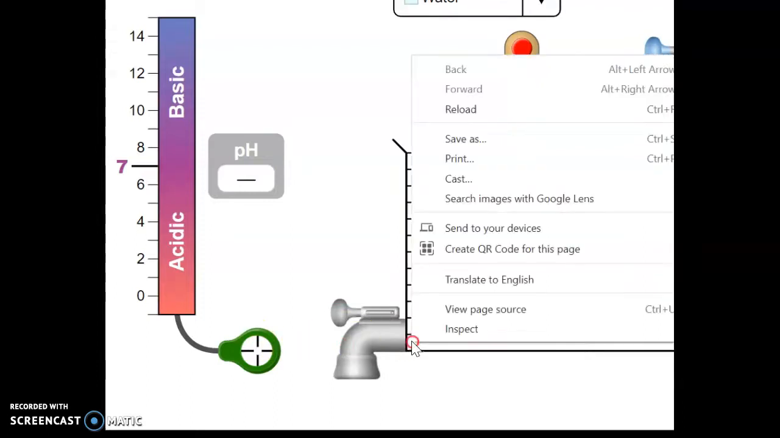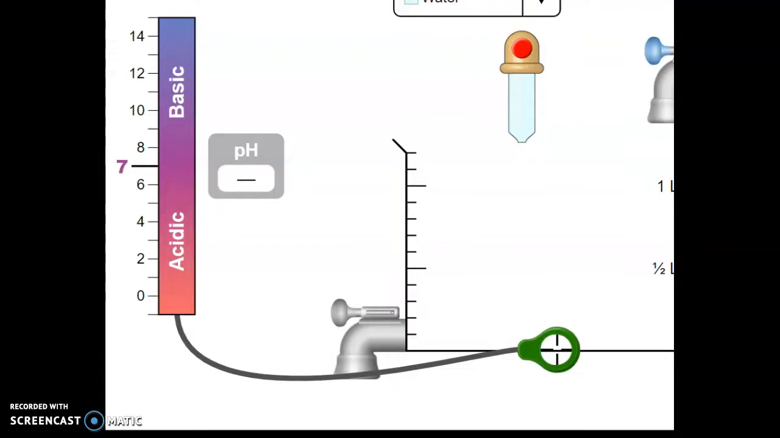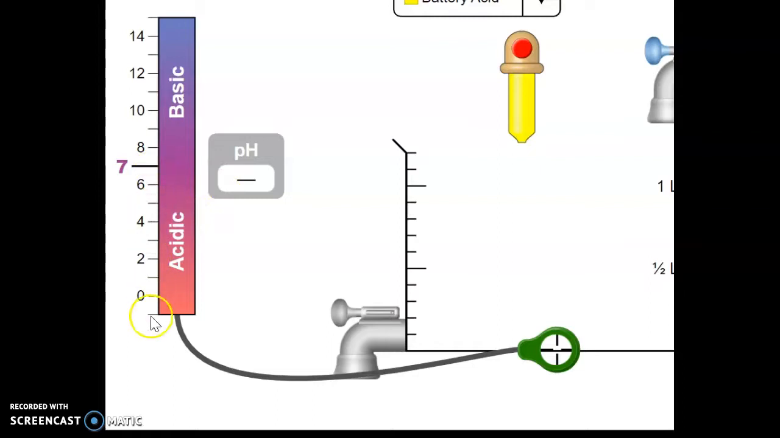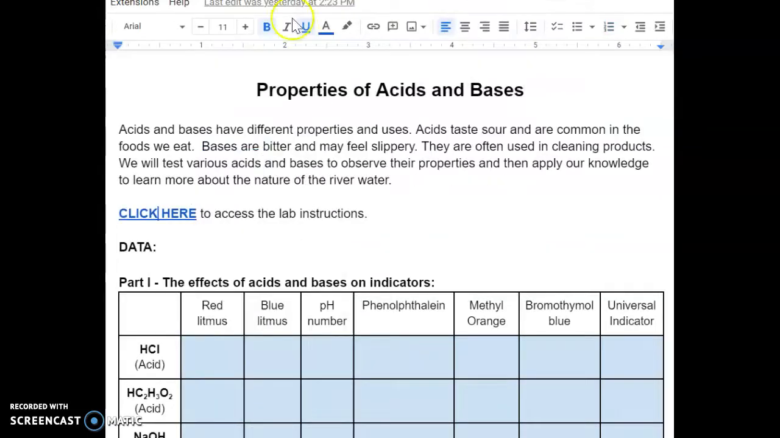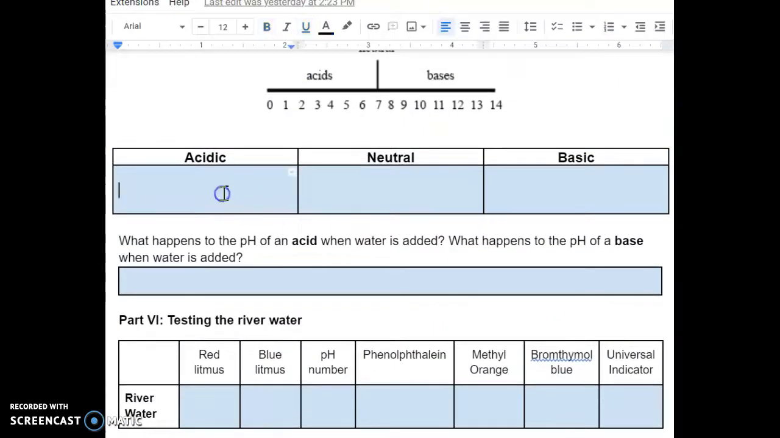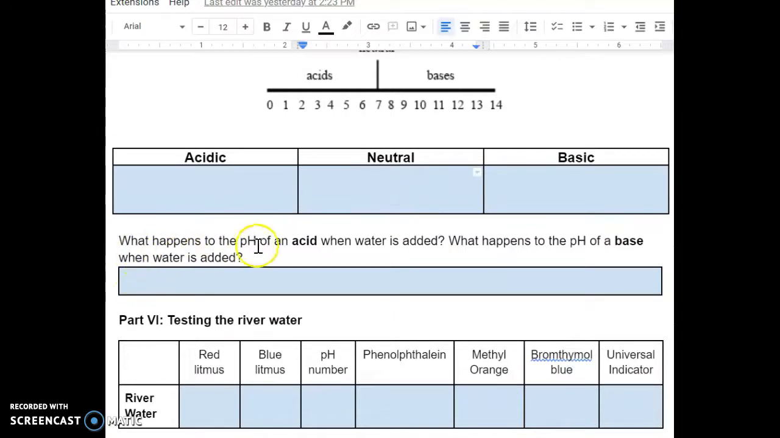On the game, you will drag over the green. At the top, you're going to go through all of them. So start with battery acid. If it is below a 7, it's acidic. Above a 7 is basic. 7 itself is neutral. So you'll add a little bit, and you'll see the pH is a 1.0. So you'll go and record that in your chart here. And do the same with all the other substances. Then it says what happens to the pH of the acid when water is added. So in a sentence, when water is added, the pH of the acid will do what?